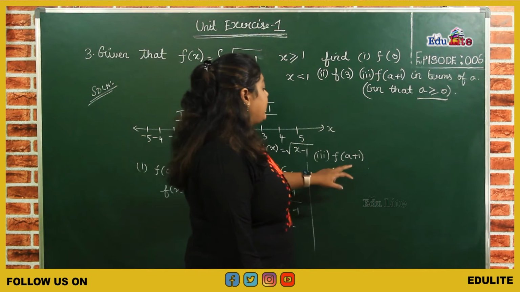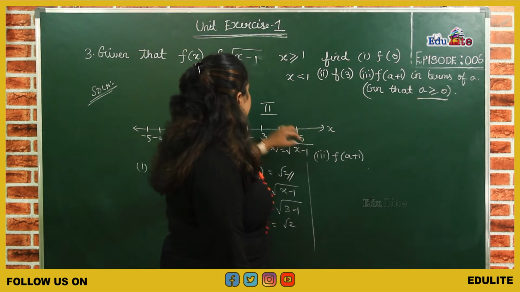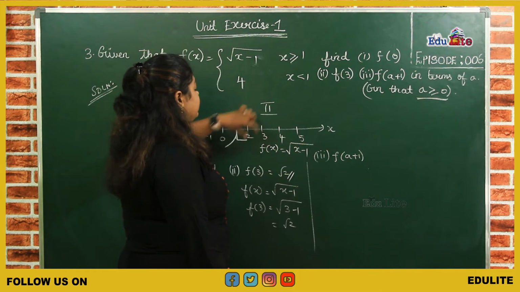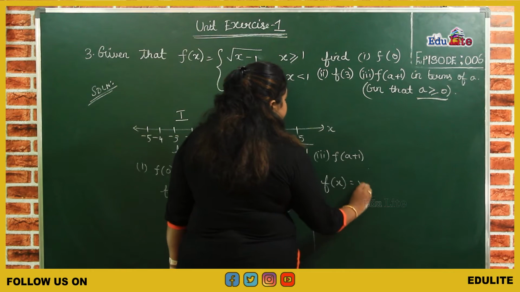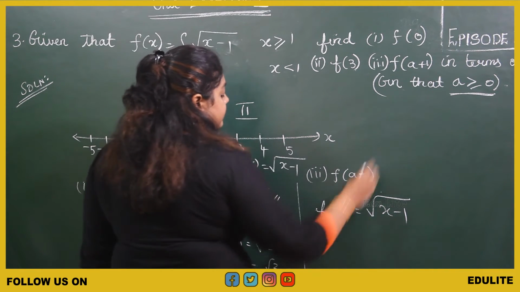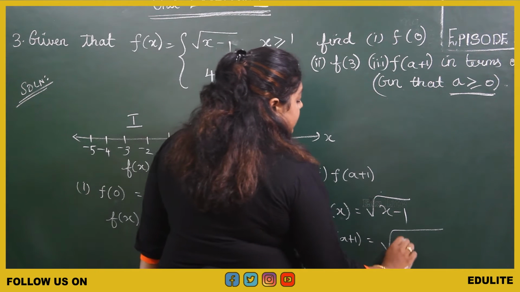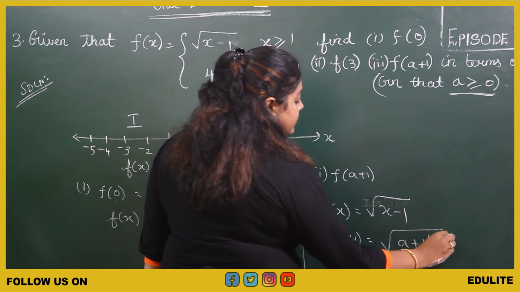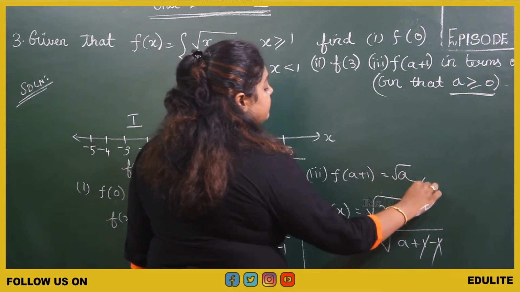Suppose I take a value as 0 itself, this will become f of 1. So f of 1 falls in the second interval. Therefore I should use the f of x value as square root of x minus 1. What should we use in place of x? a plus 1. So f of a plus 1 is equal to square root of a plus 1 minus 1. Plus 1 minus 1 will get cancelled. So f of a plus 1 is equal to square root of a.